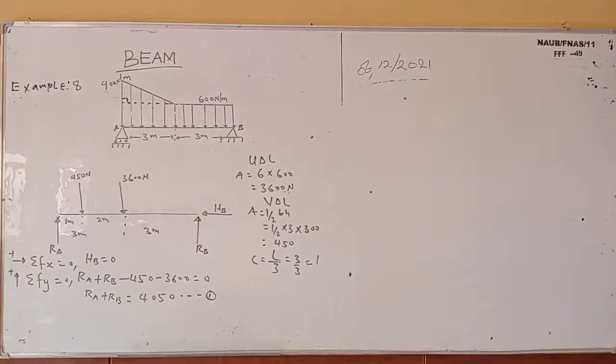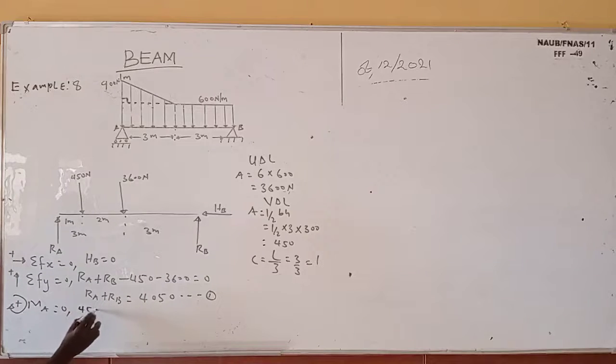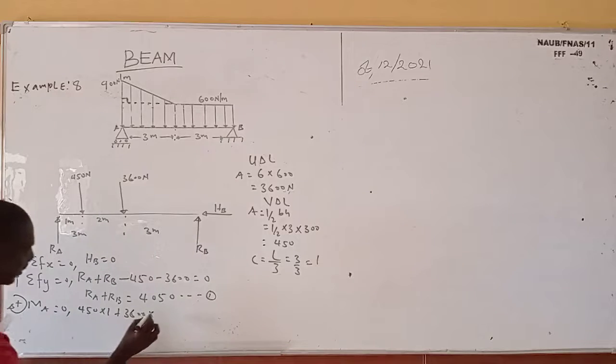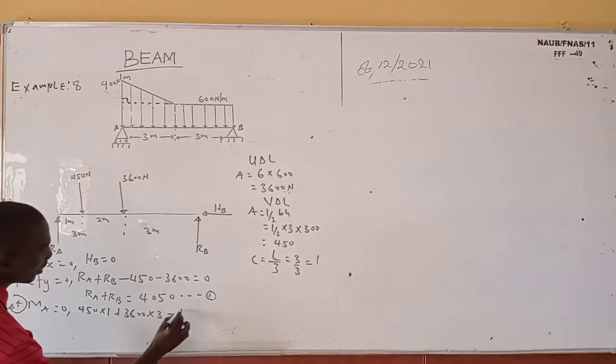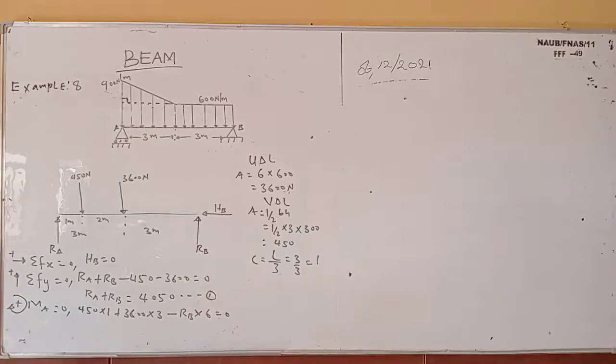So the next thing now is to take our moment. So take our clockwise moment, sum of MA equals 0. So if I'm taking our moment, our downward forces here produce a clockwise moment, to be positive. So it's going to be 450 times the distance covered, which is 1, plus 3,600 times the distance covered, which is 3, minus ROB times the total distance, which is 6, equals 0.